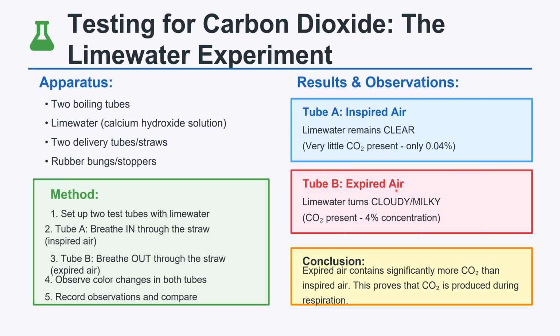Tube B, expired air: the lime water turns cloudy, milky, with carbon dioxide present at 4% concentration. When you breathe out through the straw, the lime water turns cloudy immediately. This provides clear visual proof that expired air contains significantly more carbon dioxide, confirming it is a byproduct of respiration.